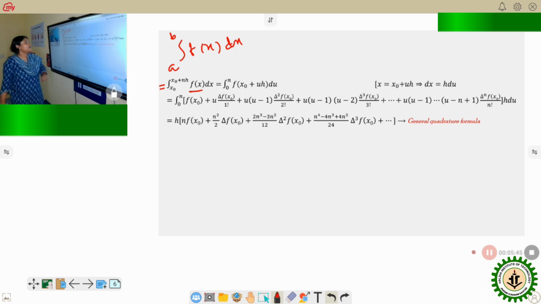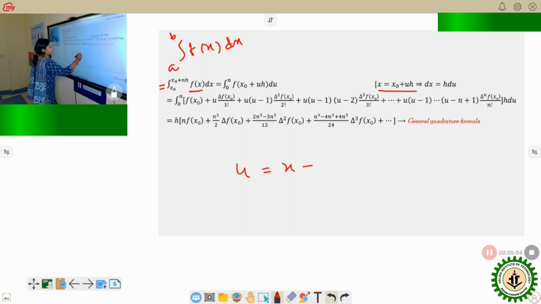So this is Newton's forward interpolation formula. Here we place f(x) by Newton's forward interpolation formula, and here also we have the relation. What is the relation? u equals (x minus x naught) by h, right? So from this, x is equal to x naught plus uh. If this happens, then what will be dx? dx is nothing but h du.